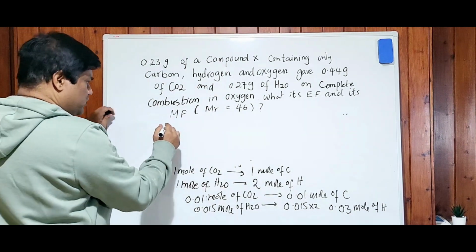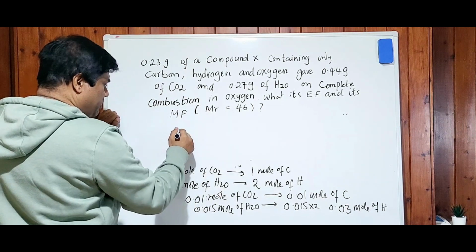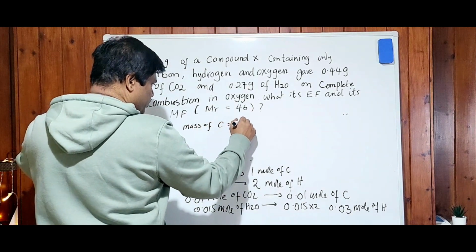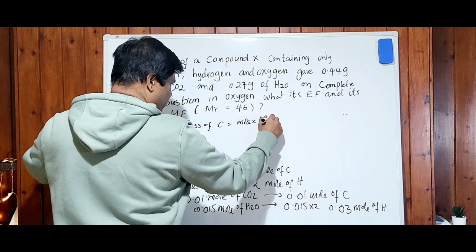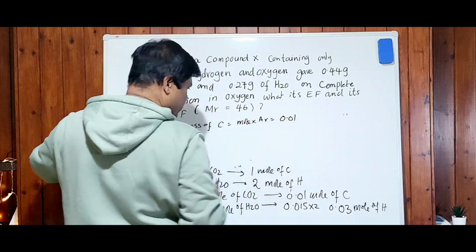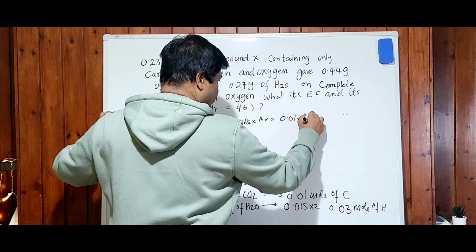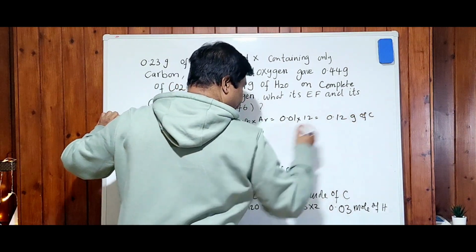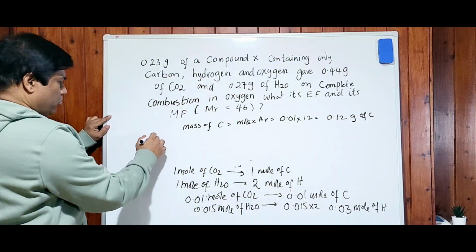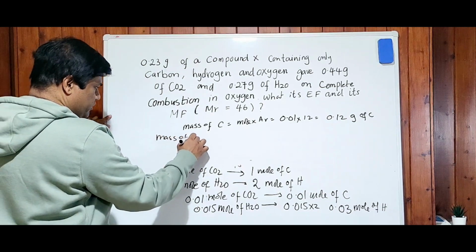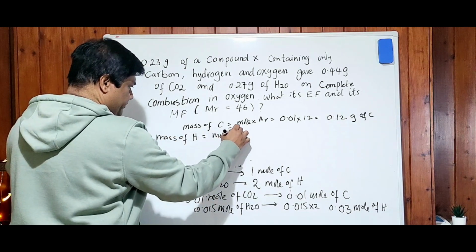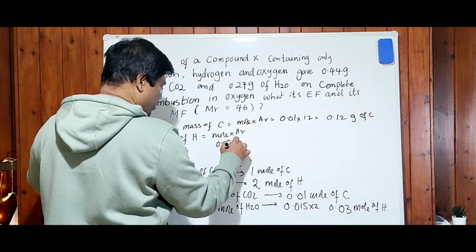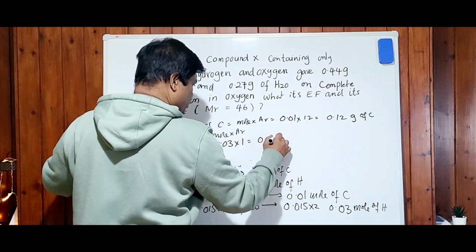So the next step is to work out the mass of the carbon. Mass of carbon equals mole times its AR. What's the mole we got? 0.01 mole times 12, which equals 0.12 gram of carbon. Now, mass of hydrogen equals mole times its AR. What's the mole of hydrogen? 0.03 mole times 1, which equals 0.03 gram.